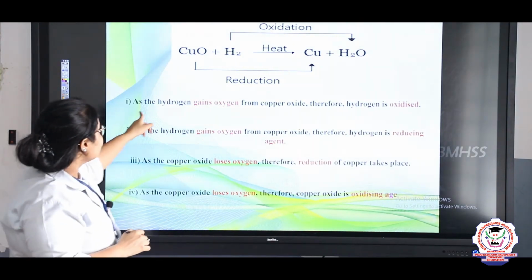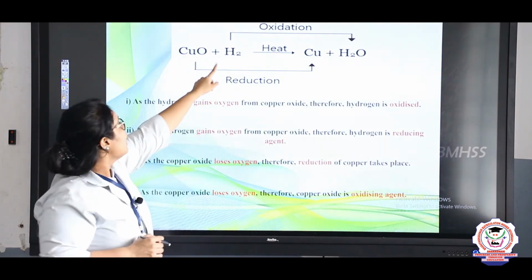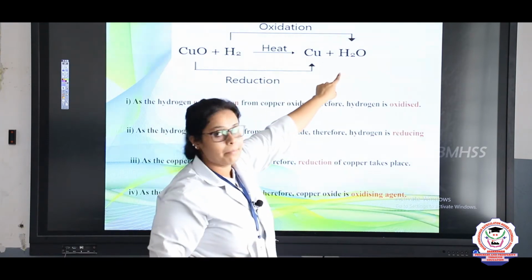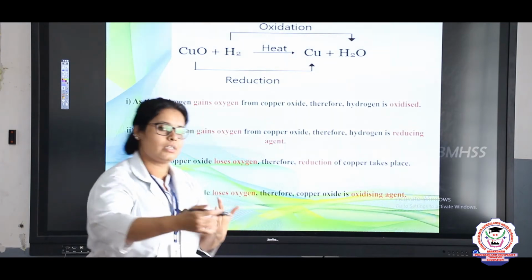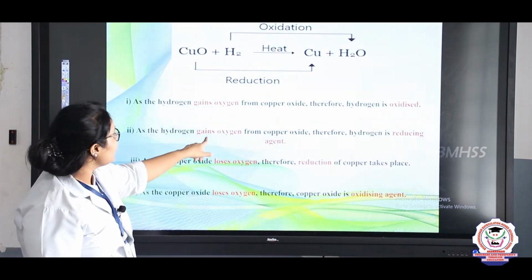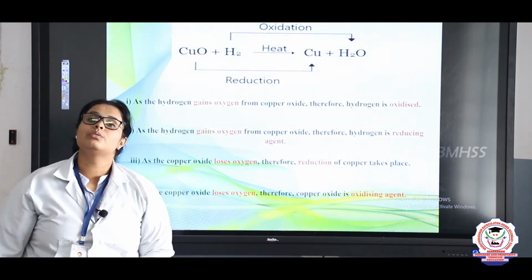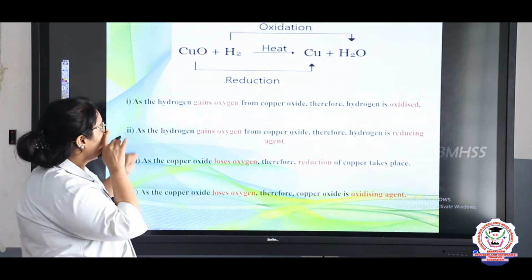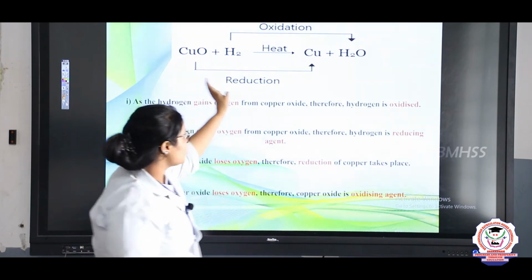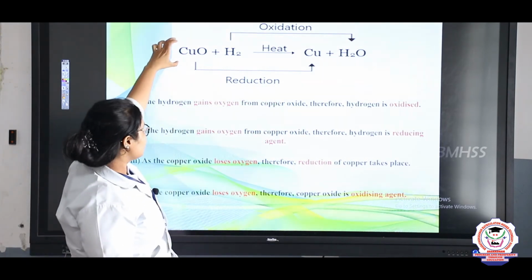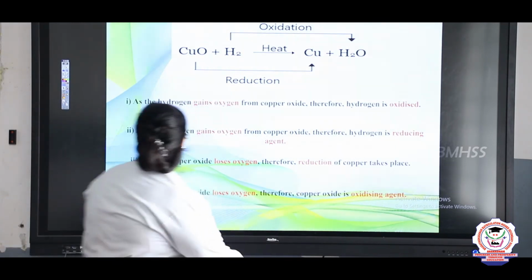Now see here, as the hydrogen gains oxygen from copper oxide, hydrogen is taking oxygen and becoming water. So here hydrogen is getting oxidized. In the same way, when hydrogen is gaining oxygen from copper oxide, that is why hydrogen is also known as a reducing agent. Copper oxide is losing oxygen and becoming Cu. So this process is known as reduction. In the same way, this copper oxide will be known as an oxidizing agent, right?